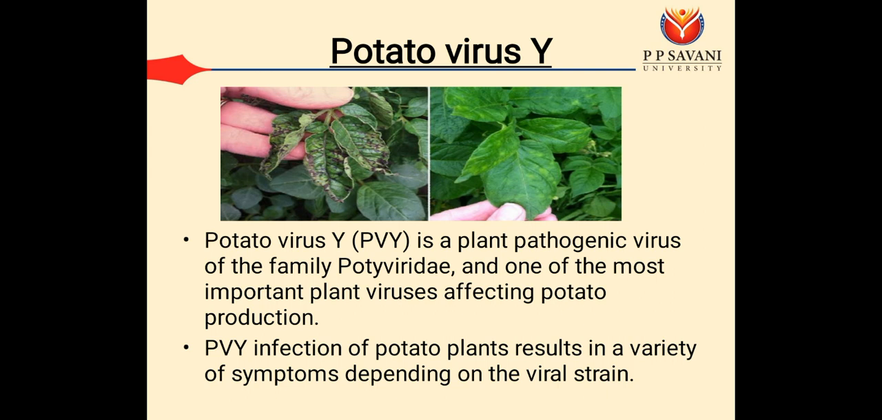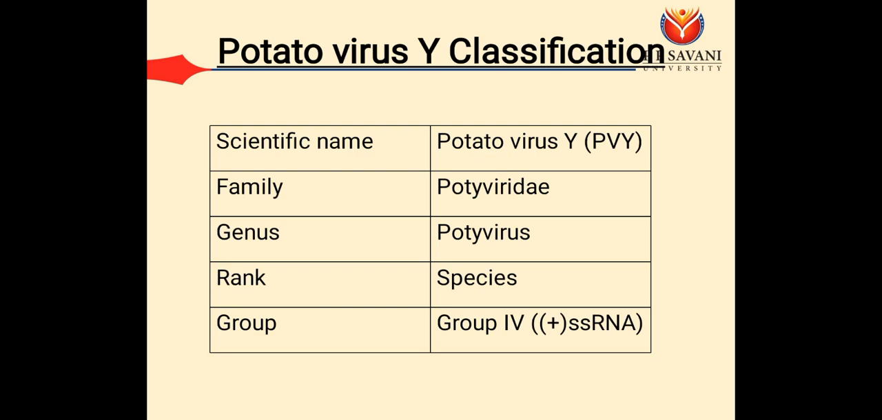Potato virus Y is a plant pathogenic virus of the family Potyviridae and one of the most important plant viruses affecting potato production. Potato virus Y infection of potato plants results in a variety of symptoms depending on the viral strain. Then this is the classification of potato virus.